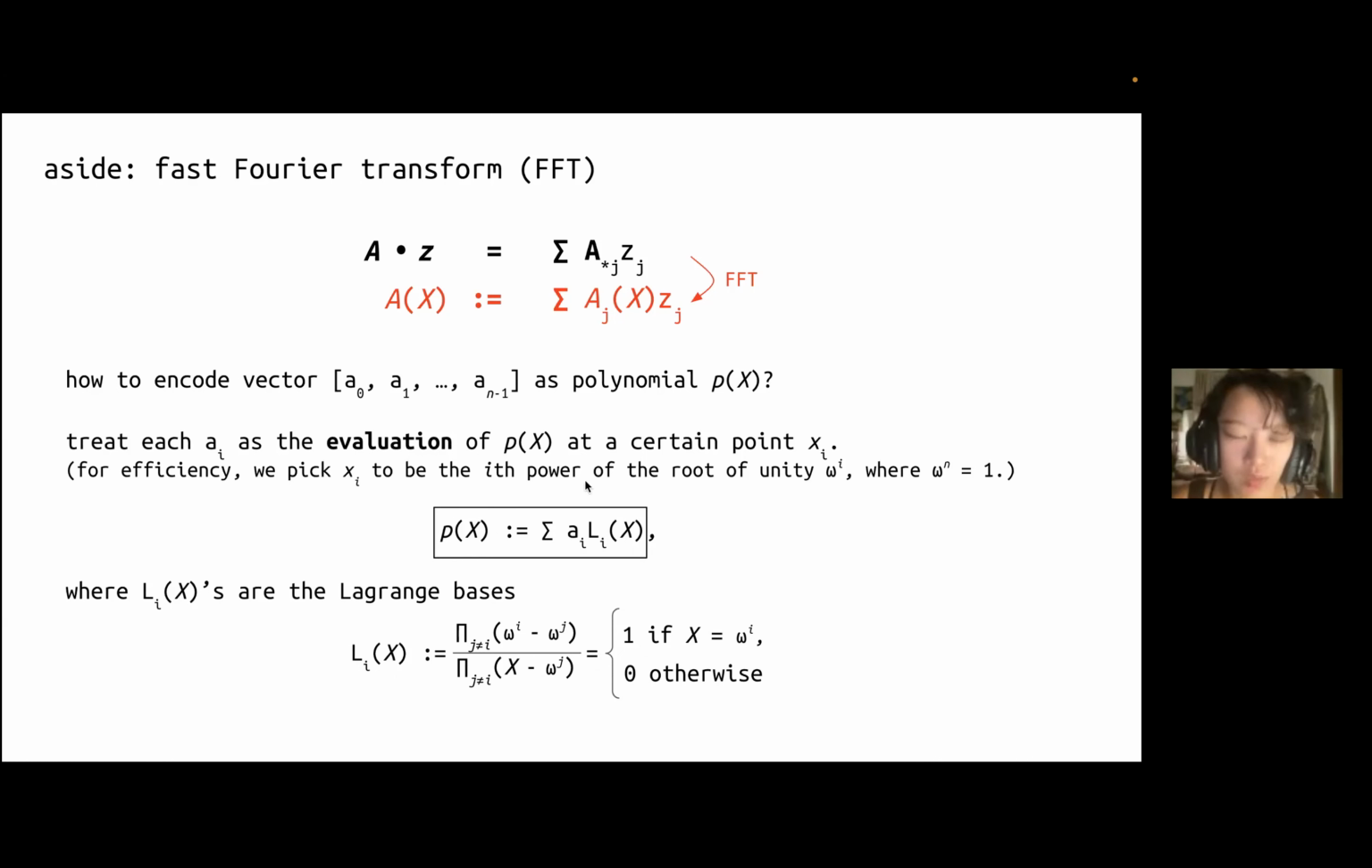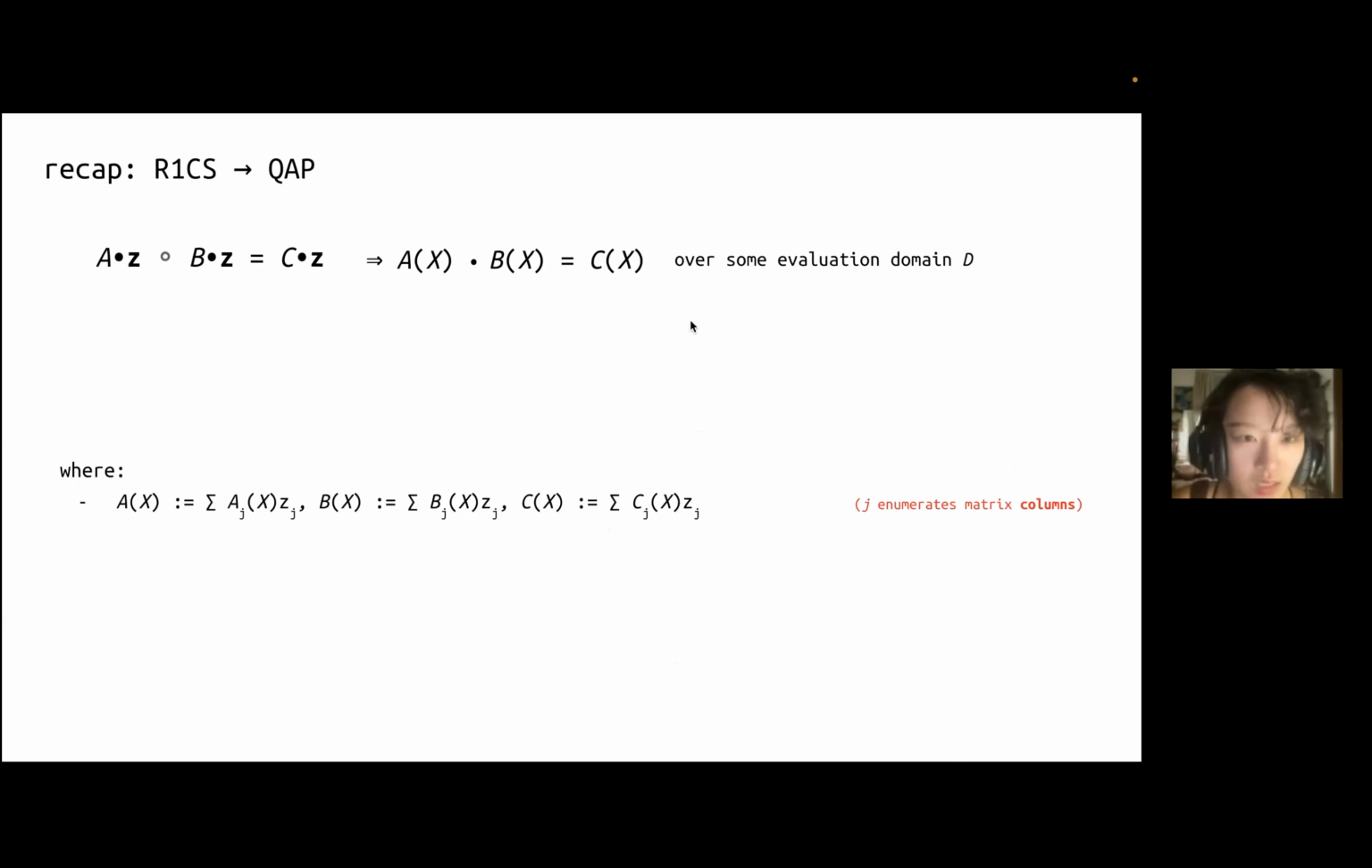So we encode our matrices as polynomials. And so therefore we encode our matrix identity as a polynomial identity. I'm going to stop here for questions if anyone has any. Is this all familiar?